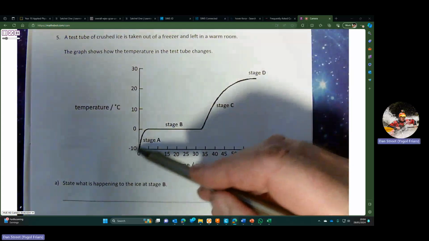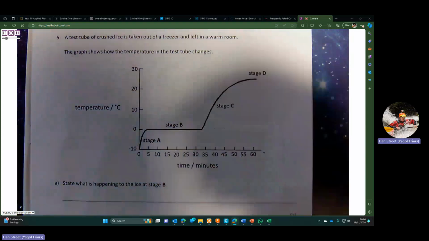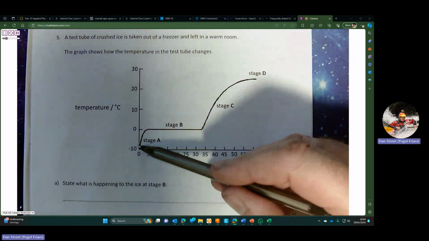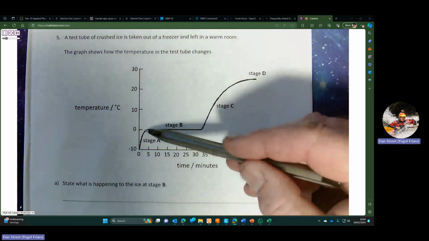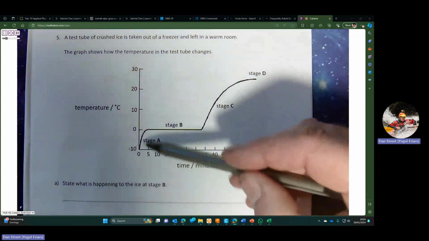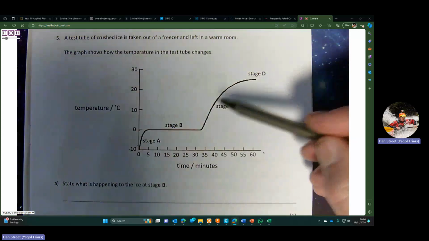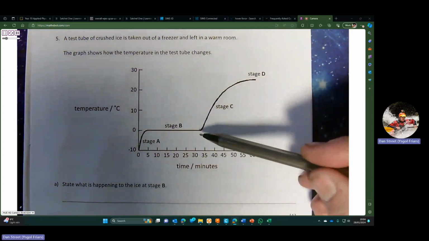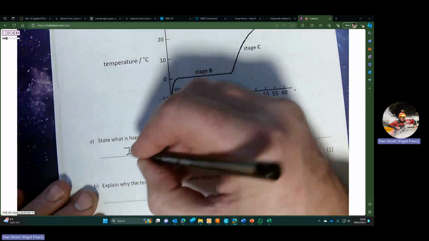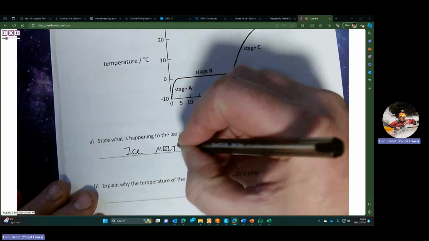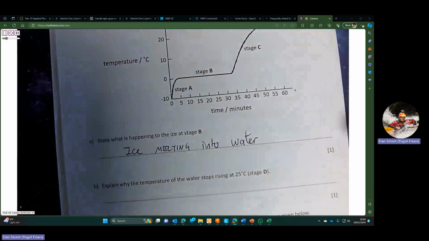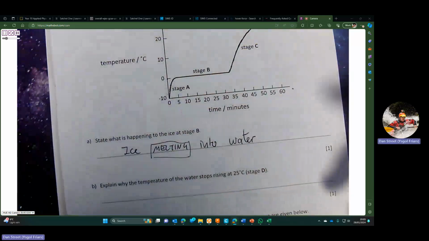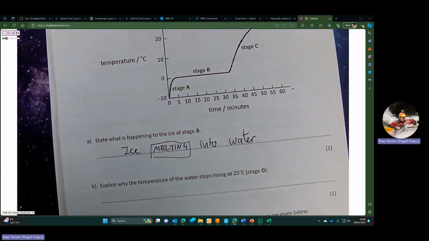Okay, so at minus 10 degrees Celsius, you'd expect the ice to be solid ice. Okay, whereas when it reaches 0, now 0 you might remember is the melting point of ice. Okay, then a change of state would happen here, and of course when ice changes into water, then we call that process melting. Okay, so stage B, we could say that the ice is melting, that's the key word, into water. Okay, so that's the answer that we're looking for there, melting. So we move on to the next question.